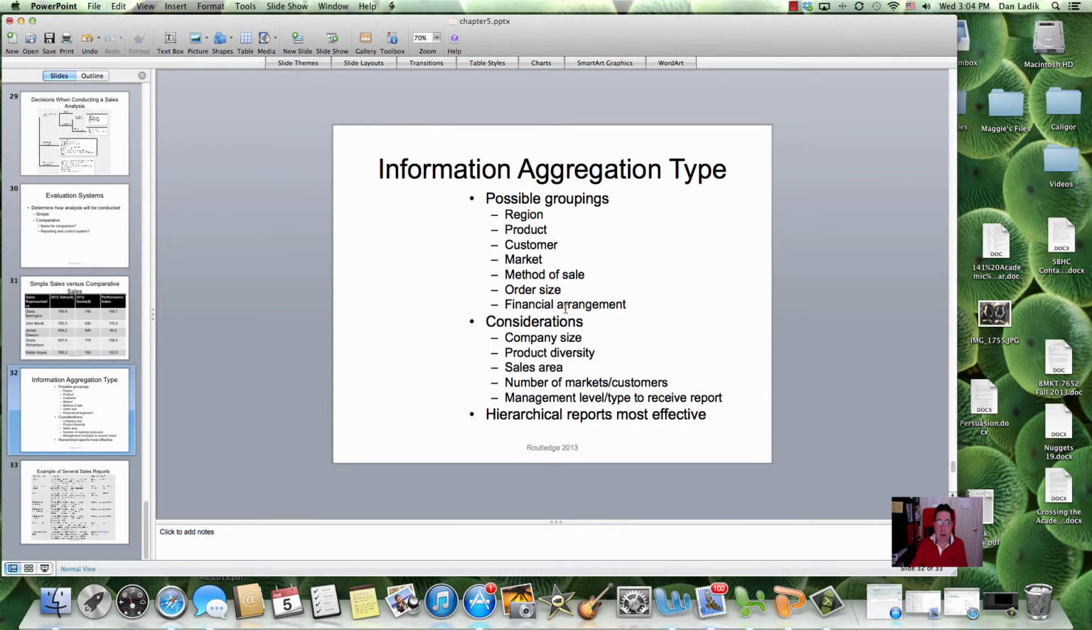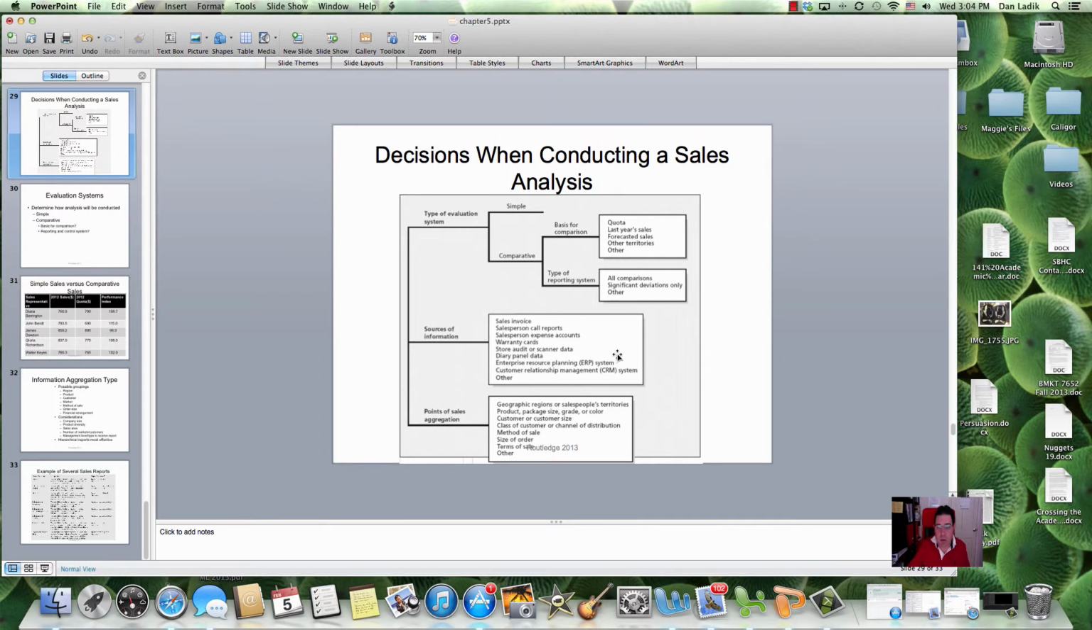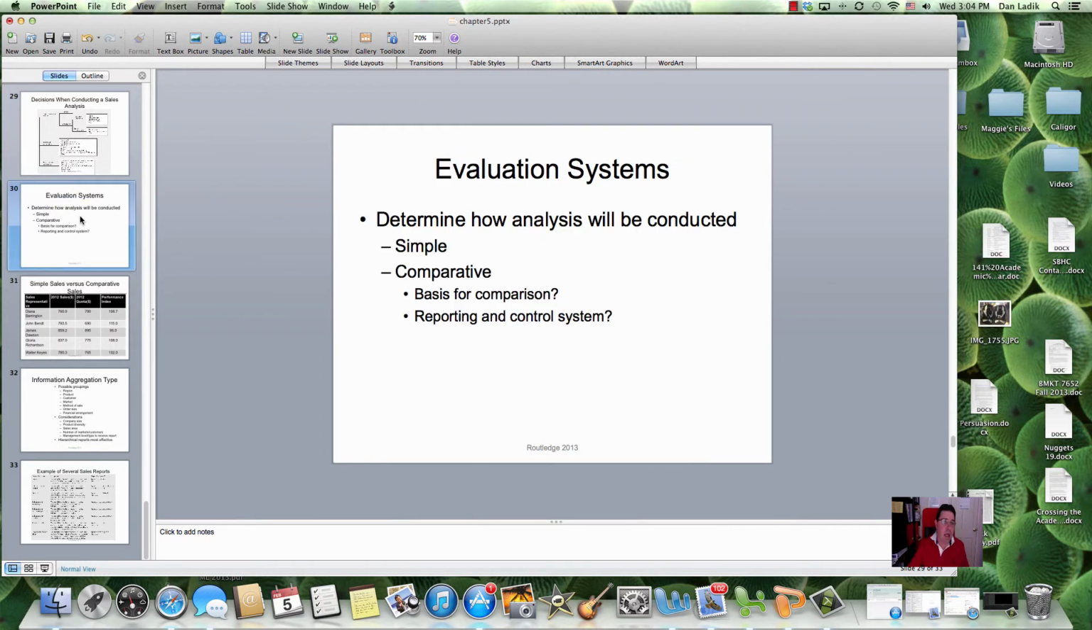We talked about aggregating. This was here in that slide here. And then finally we have several sales type reports. We can do this by region, by office, district, product. This is the bottom half of this graph here. Lot to do there in Chapter 5.